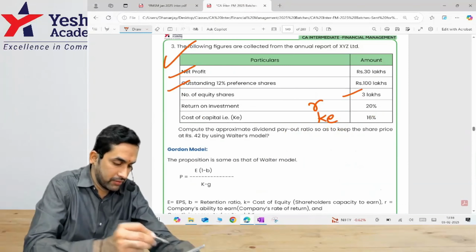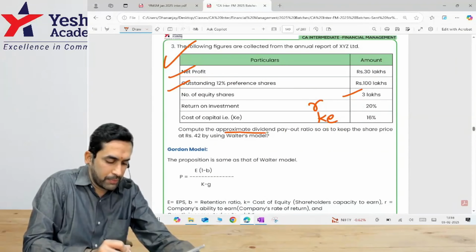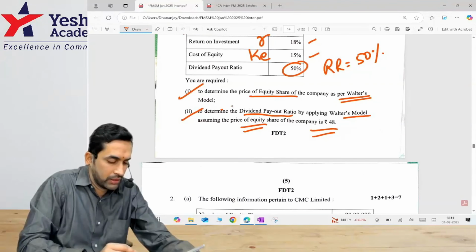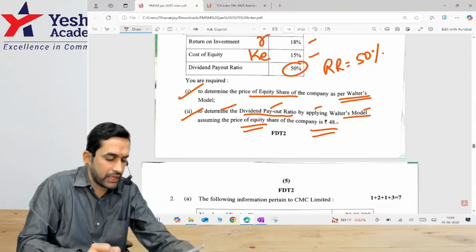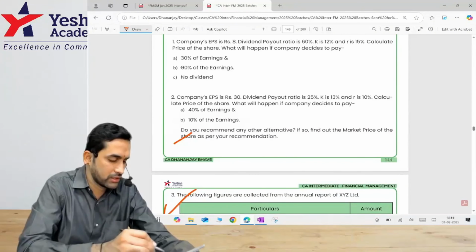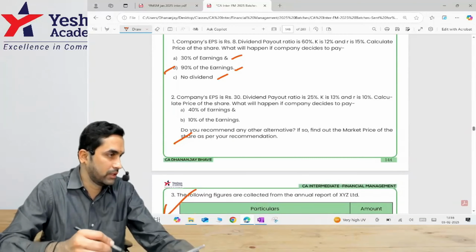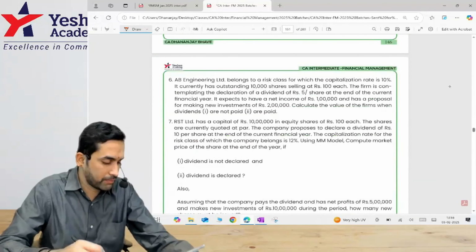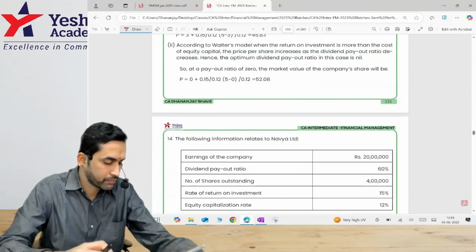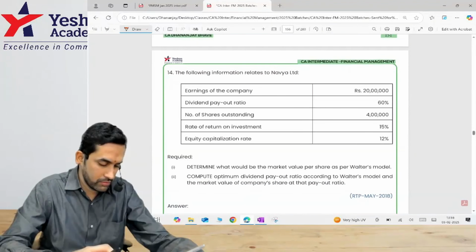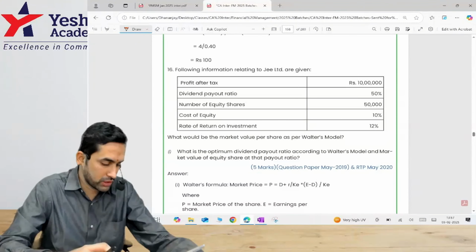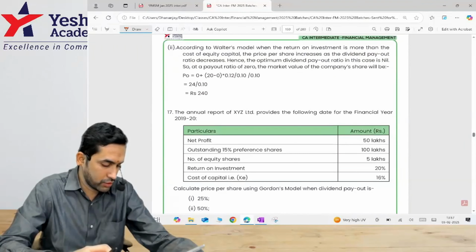Dividend payout ratio they have given, and here look at this: compute the approximate dividend payout ratio so as to keep the share price of 42, and in exam determine the dividend payout ratio so as to keep the share at 48 rupee. And if they have given payout ratio already, then this is like these questions: find out what will be the price based on the payout ratio. And this chapter in part B, there were so many similar questions to practice. Walter and Gordon were the most repeated part B questions.